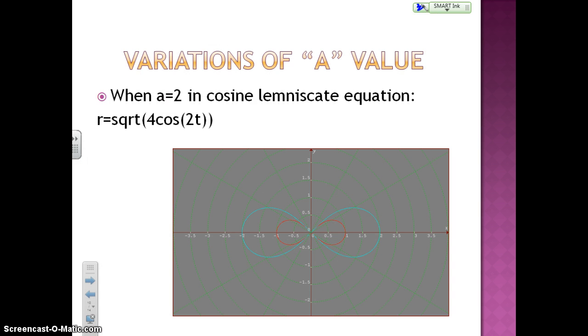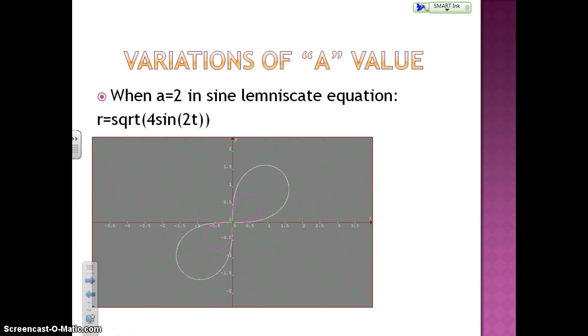So here we have the variations of the a value. When a in a cosine lemniscate equation is 2, that increases the maximum distance from the origin from 1 to 2. In the equation you can see that it is not 2, but 4, but this is because the original equation is a squared, so here we just simplified it to equal 4.